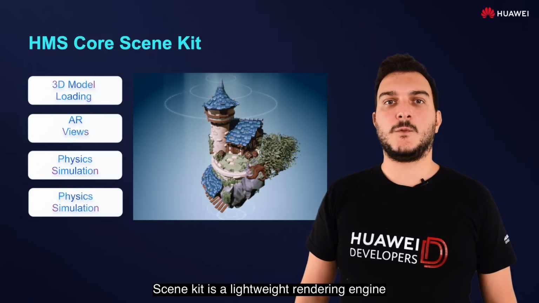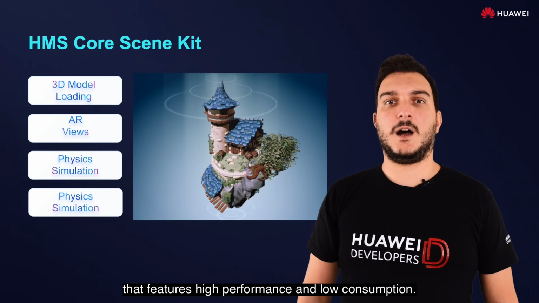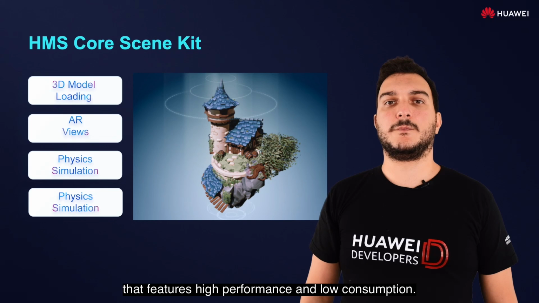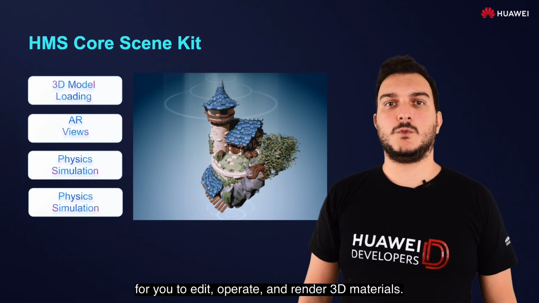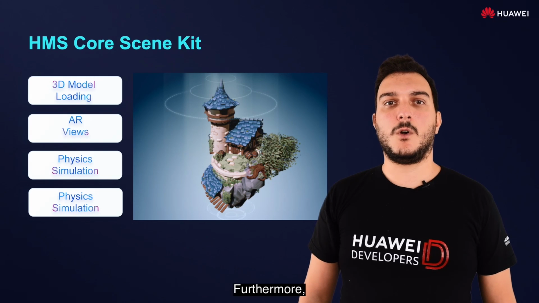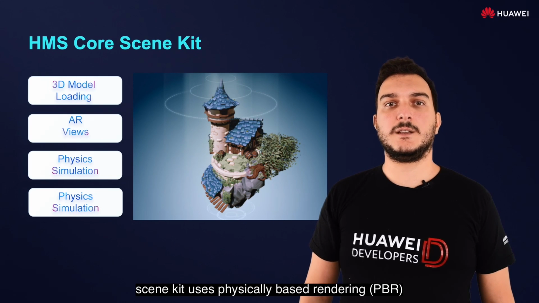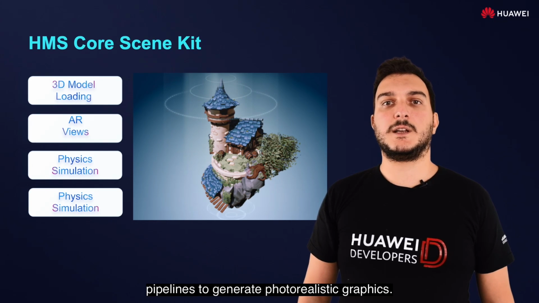Scene Kit is a lightweight rendering engine that features high performance and low consumption. It provides advanced descriptive APIs for you to edit, operate, and render 3D materials. Furthermore, Scene Kit uses physically based rendering, PBR, pipelines to generate photorealistic graphics.